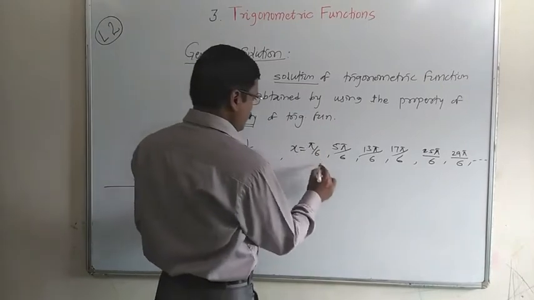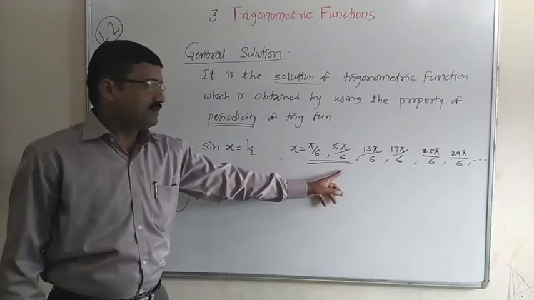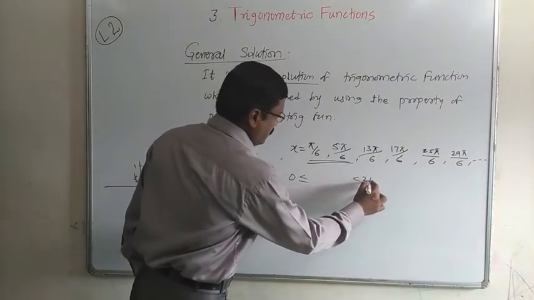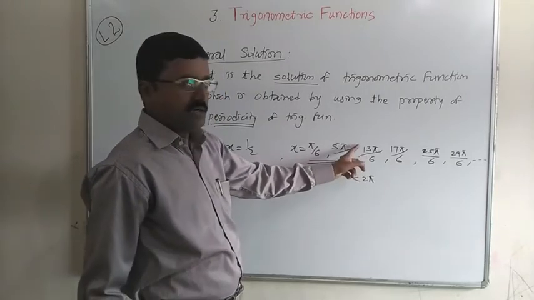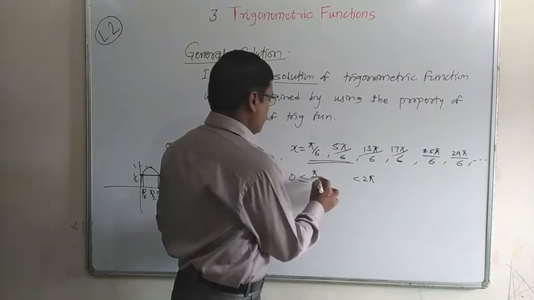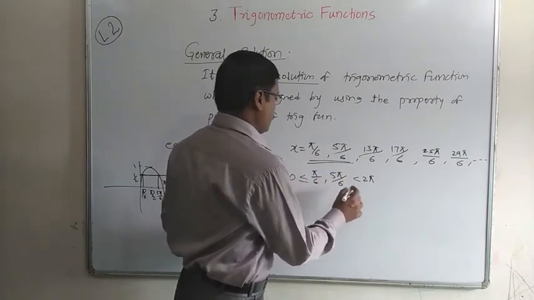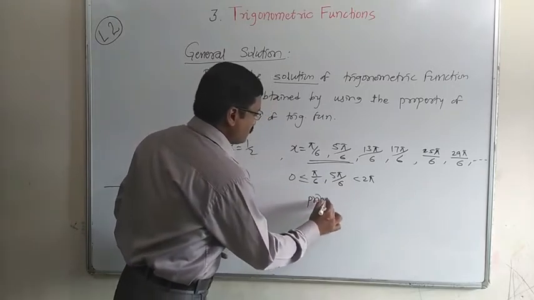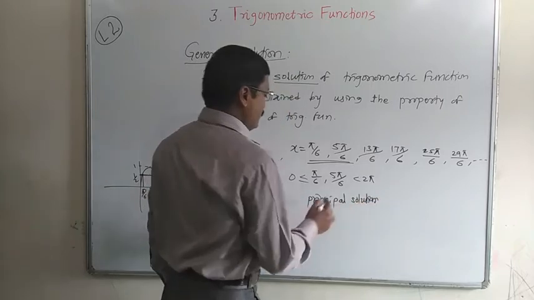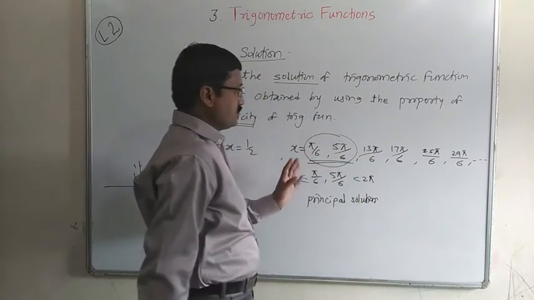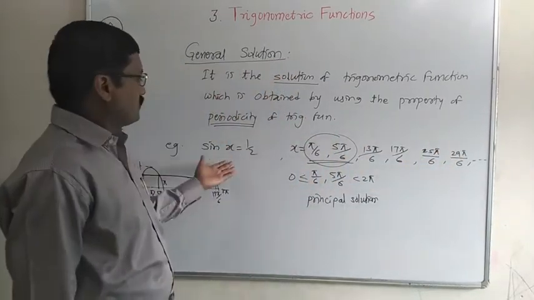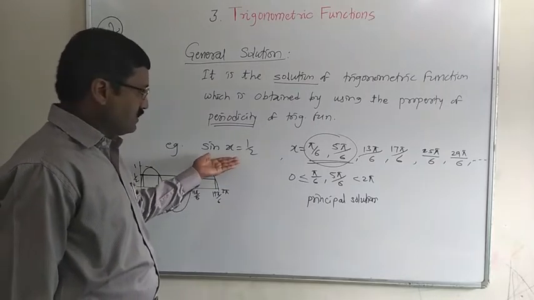Out of these, in the last lecture we said that these two, pi by 6 and 5 pi by 6, are greater than 0 and less than 2 pi. 13 pi by 6 is greater than 2 pi. So these two solutions, pi by 6 and 5 pi by 6, are the only principal solutions, and including these two principal solutions, all these solutions are said to be general solutions of this trigonometric function or trigonometric equation.